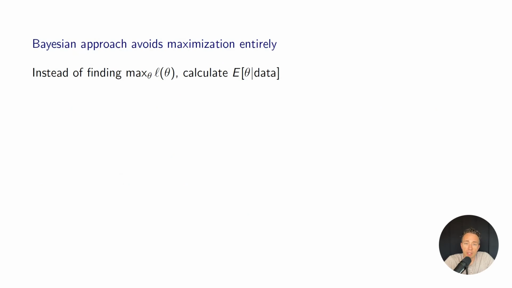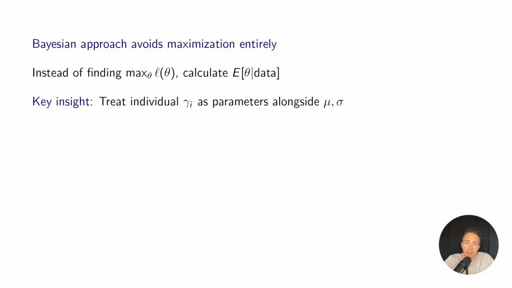So now we can think about what the Bayesian approach does. What the Bayesian approach is doing is we're not actually going to maximize the likelihood function, but instead we're going to calculate distributional moments from the posterior distribution once we've conditioned on our data. And we'll go through what that means at a high level momentarily.